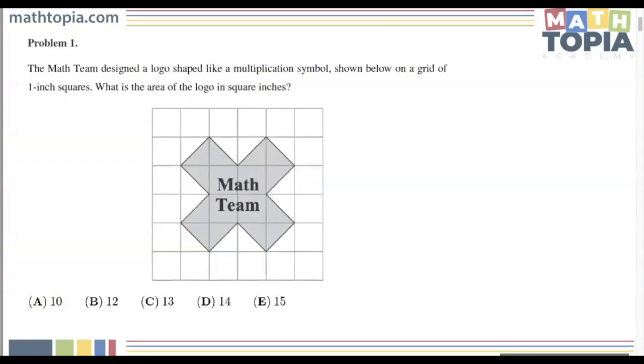All right, so we have number one. The math team designed a logo shaped like a multiplication symbol shown below on a grid of 1-inch squares. What is the area of this logo? So like we have written in the problem, this is of length 1.